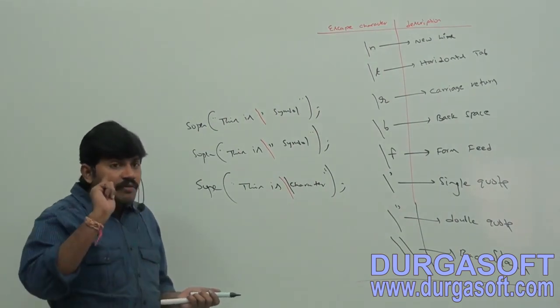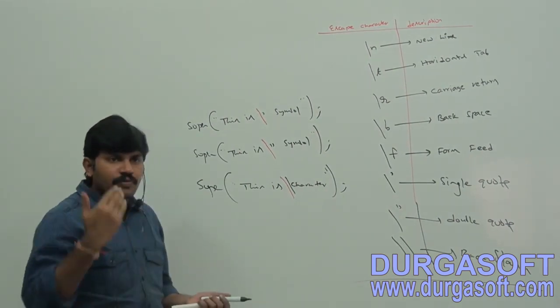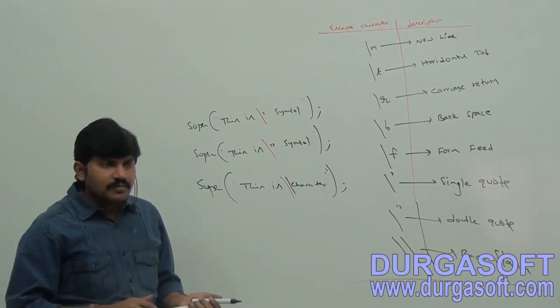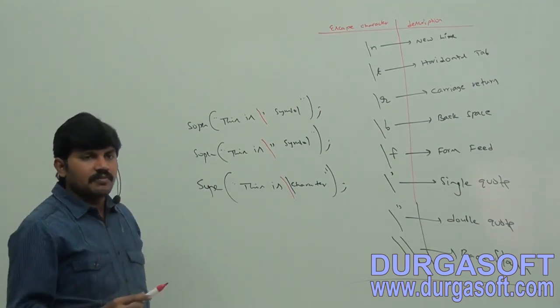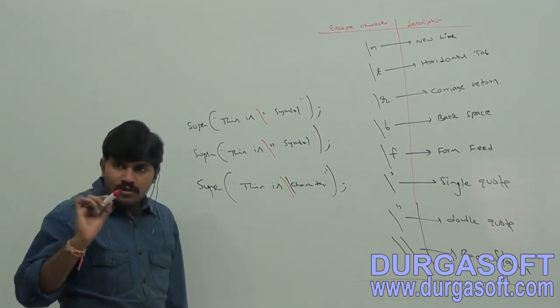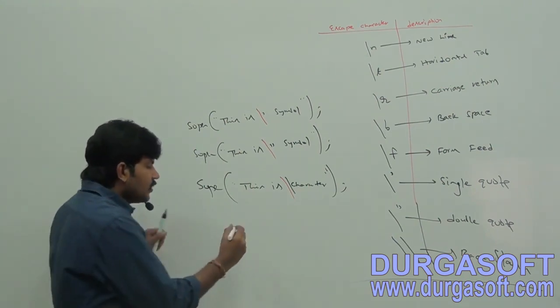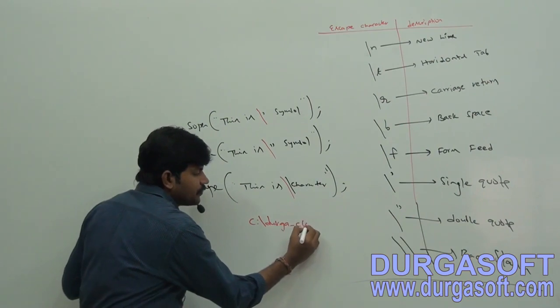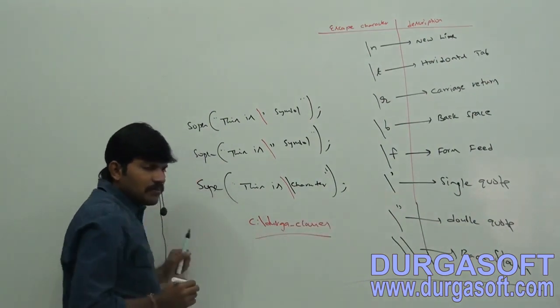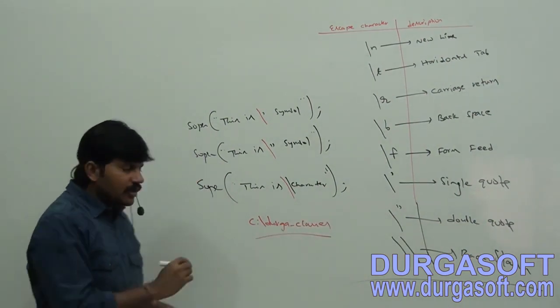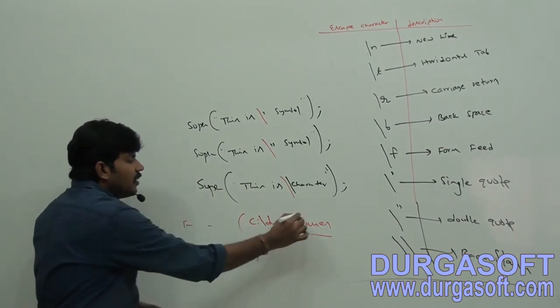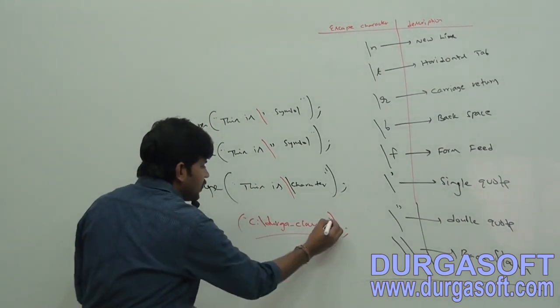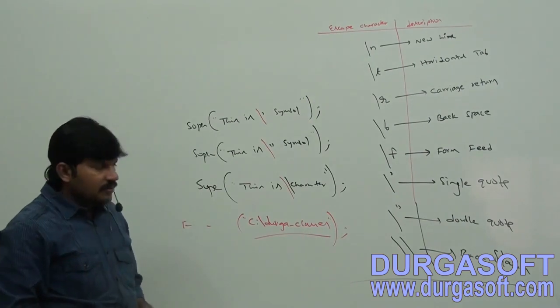Wherever a backslash is to be a symbol, if you don't want it considered as an escape character, then we should go for it like this. Best example: in file IO, I want to specify a location, C:\Durga classes. In the program, if I write File f = new File(...) like this, the compiler will give an error.